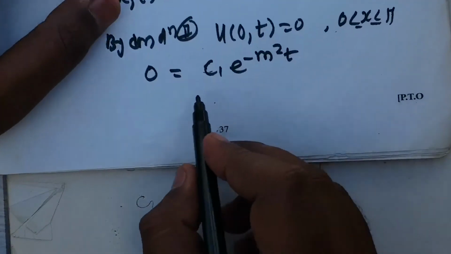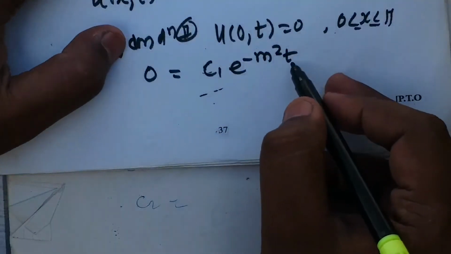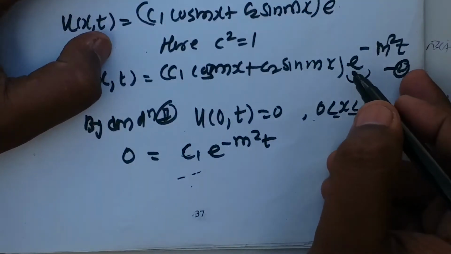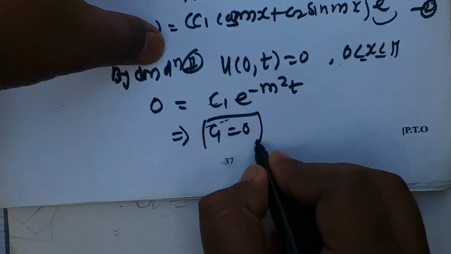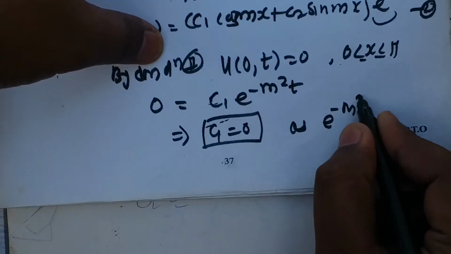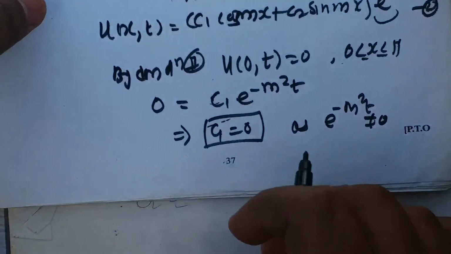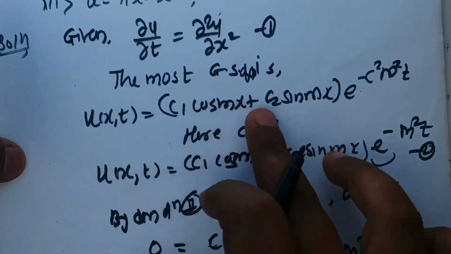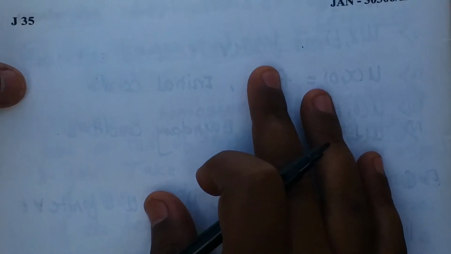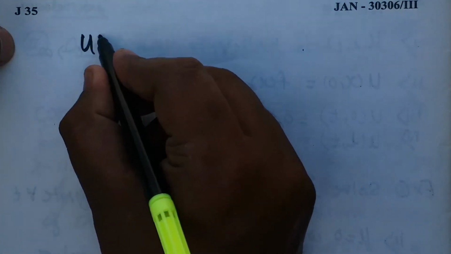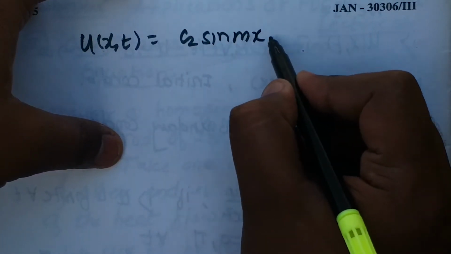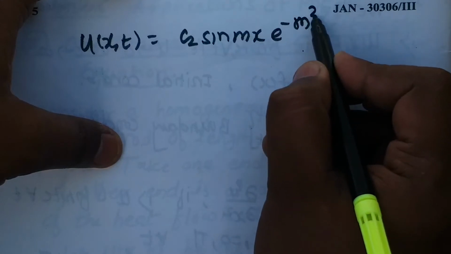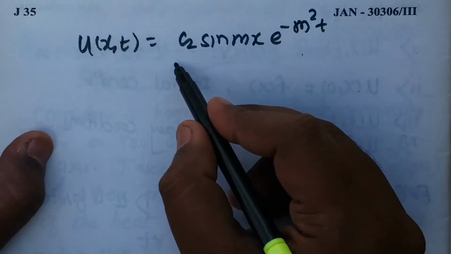What will this give? e raised to minus m square t is not 0 clearly, because if you take that as 0, the entire equation will become 0. So this implies c1 equal to 0, as e raised to minus m square t is not equal to 0. So the first constant c1 we have eliminated as 0. Your solution will get reduced: as c1 is 0, u of x comma t will be c2 sine mx e to the power minus m square t. Now only one constant remains that we have to eliminate.